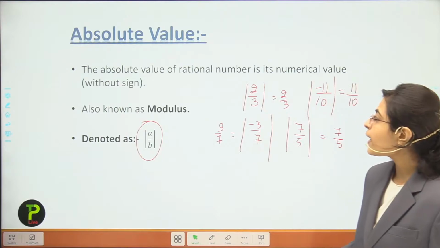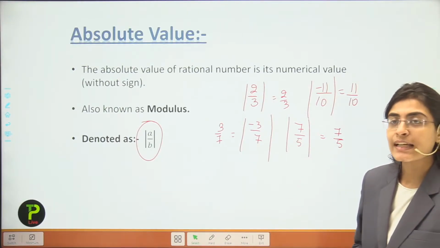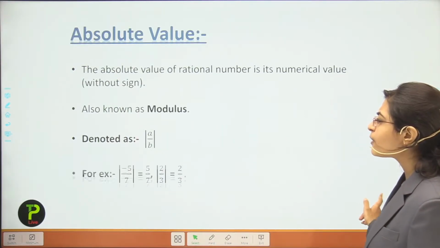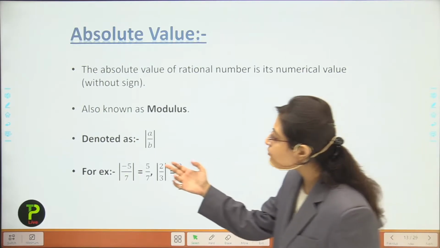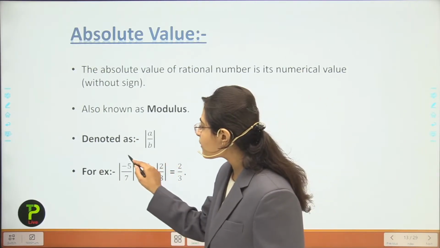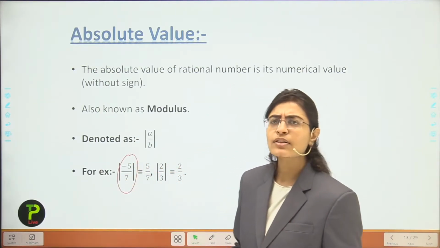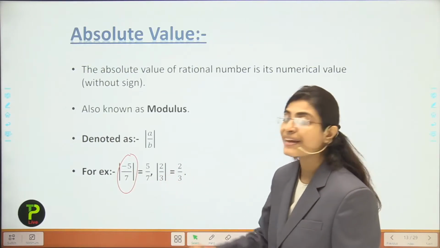I hope these examples are clear to you. Let us see some more examples. Like minus 5 by 7. Here minus 5 by 7. We are least concerned about the sign. Just remove the sign. So it will be 5 by 7.